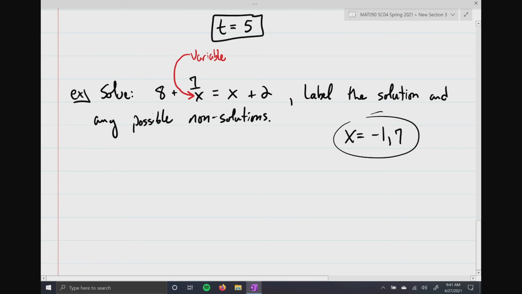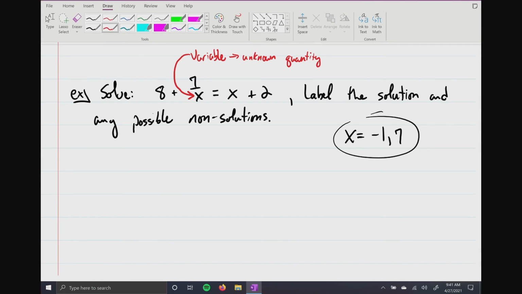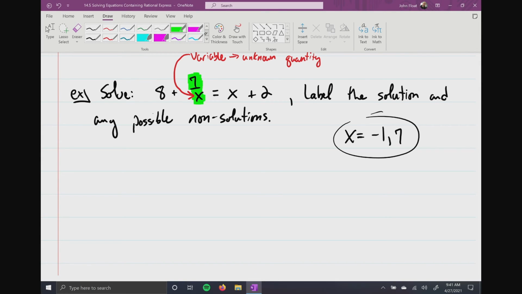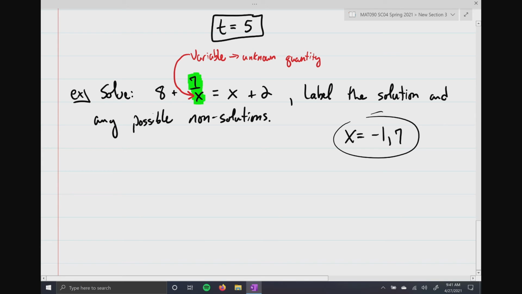Like it's an unknown term. I love it. I'm going to use a different word, though. It's an unknown quantity. We know it represents a number. We just don't know which one. Okay? Now, I'm going to highlight something. Can anybody tell me what I just highlighted? What did I just highlight? Fraction. Okay, very good. And what do we know about fractions with variables in the denominator?